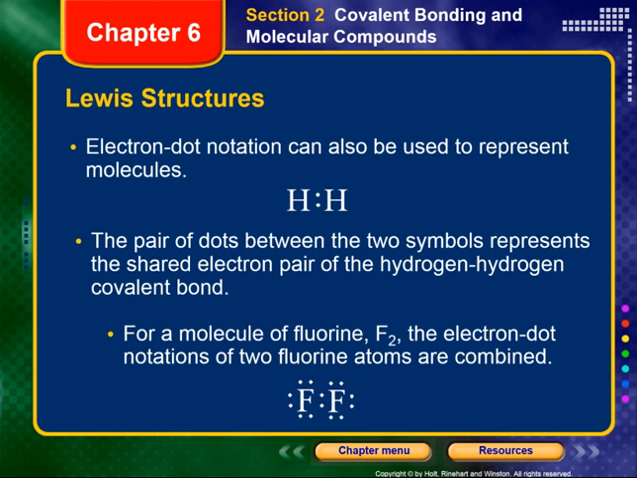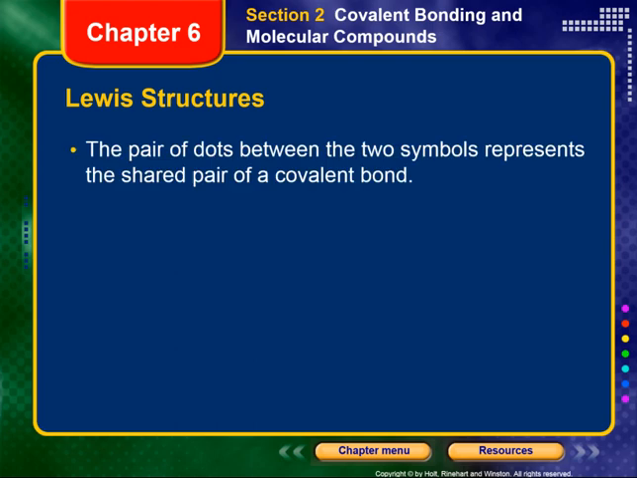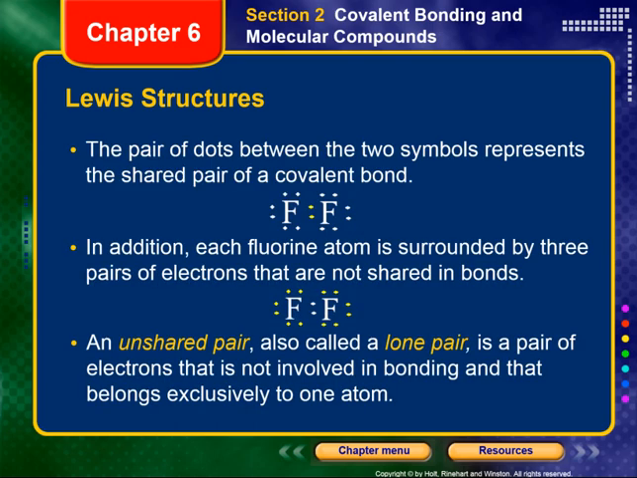For a molecule of fluorine, however, having several lone pairs of electrons, the electron dot notation for fluorine atoms are combined, and we still see that there is 1 bonding pair and then the leftover valence electrons for each fluorine atom. Continue with this example of fluorine. The pair of dots between the two symbols represents the shared pair for the covalent bond. The two dots in the middle, here highlighted in yellow, are the covalent bond. But in addition to those electrons, each fluorine atom is surrounded by 3 pairs of electrons that are not shared in bonds. Right here they're represented as yellow.